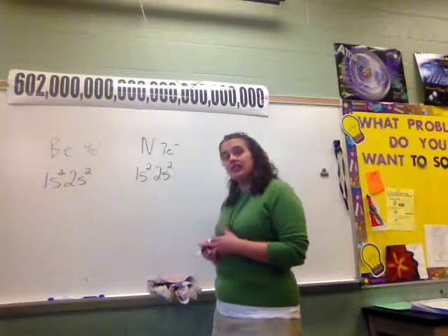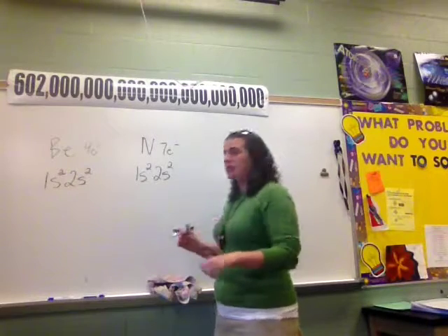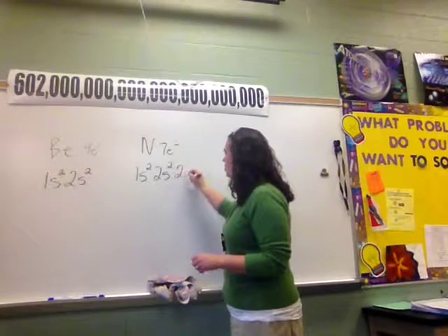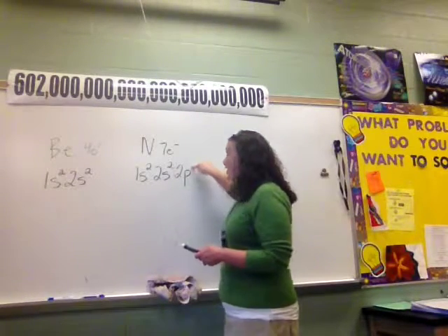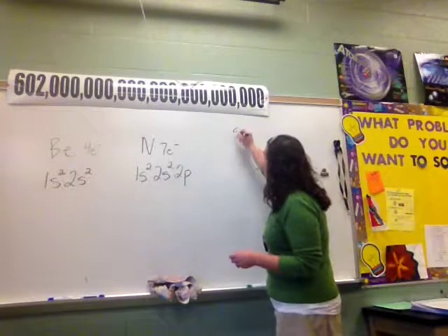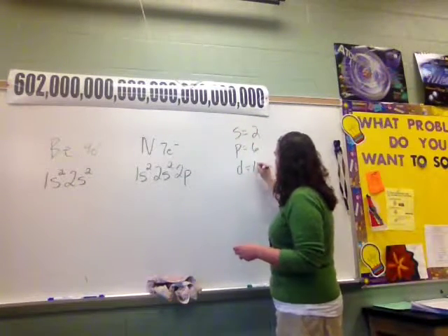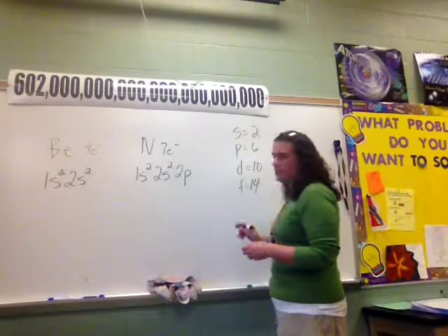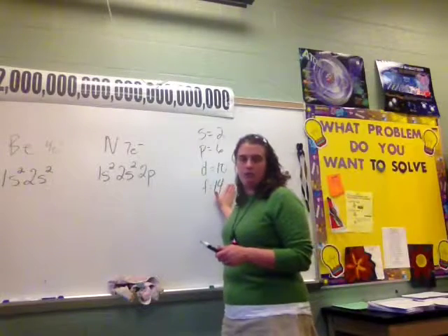Oh, am I done in the second energy level? No, because remember, I have my s and my p in that energy level. So I'm going to go 2 and then p. Now, that number can be a 6, right? Because remember, my s can be 2, my p can be 6, my d could be 10, my f could be 14.